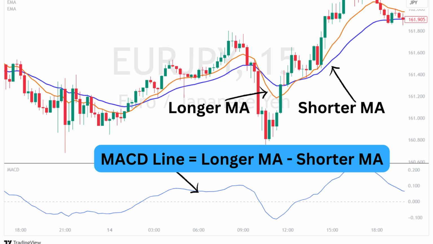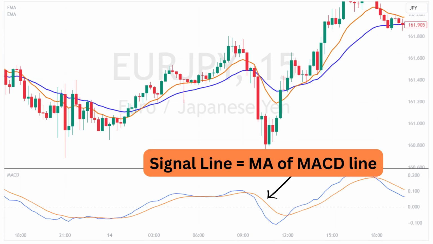The MACD line is plotted by subtracting the longer moving average from the shorter one. It fluctuates above and below zero as the moving averages converge, cross, and diverge from each other. Here's a chart where we've isolated the MACD line below, and on the chart above, we're showing the two moving averages that it's using in its calculations. Now, let's add the signal line back in. The signal line is the moving average of the MACD line.